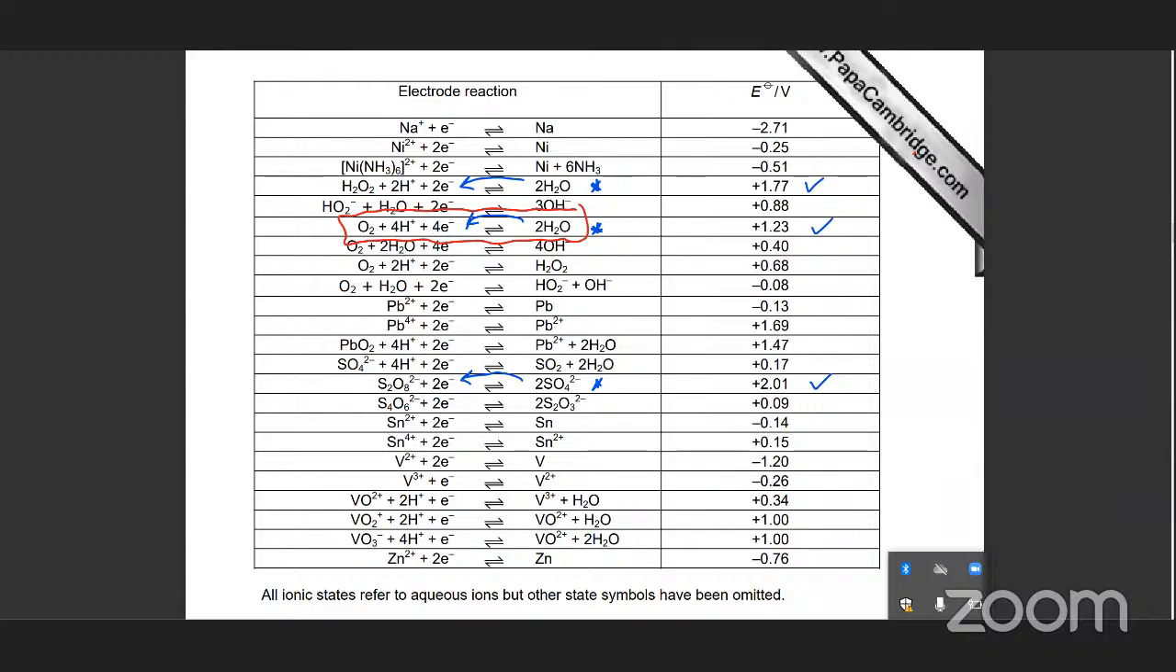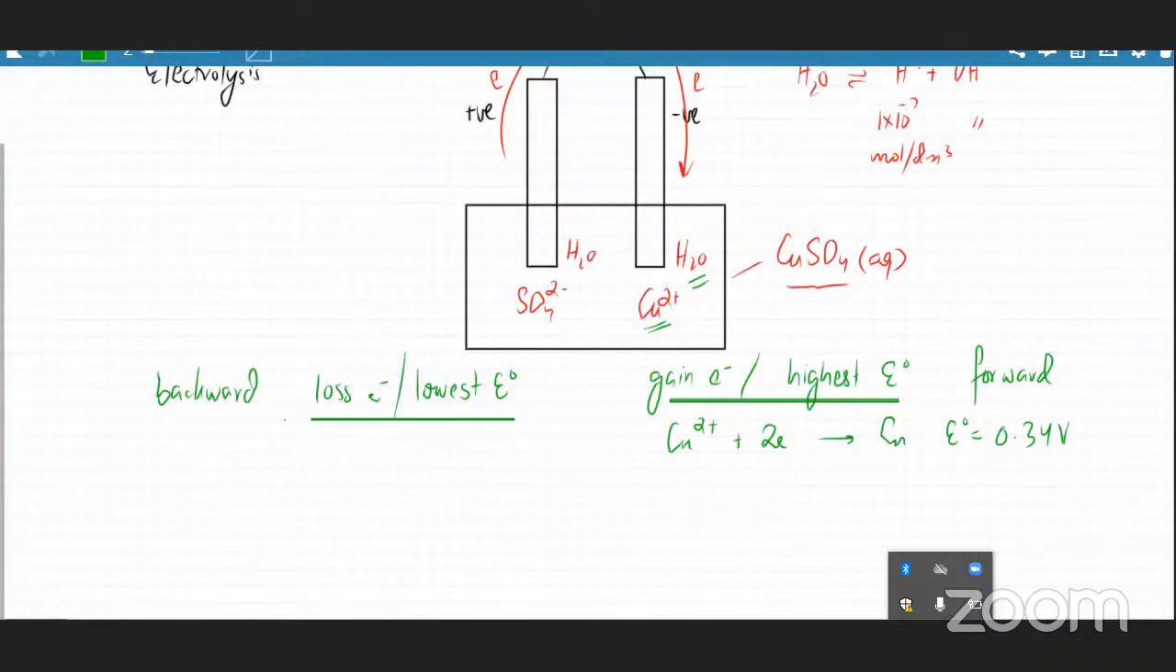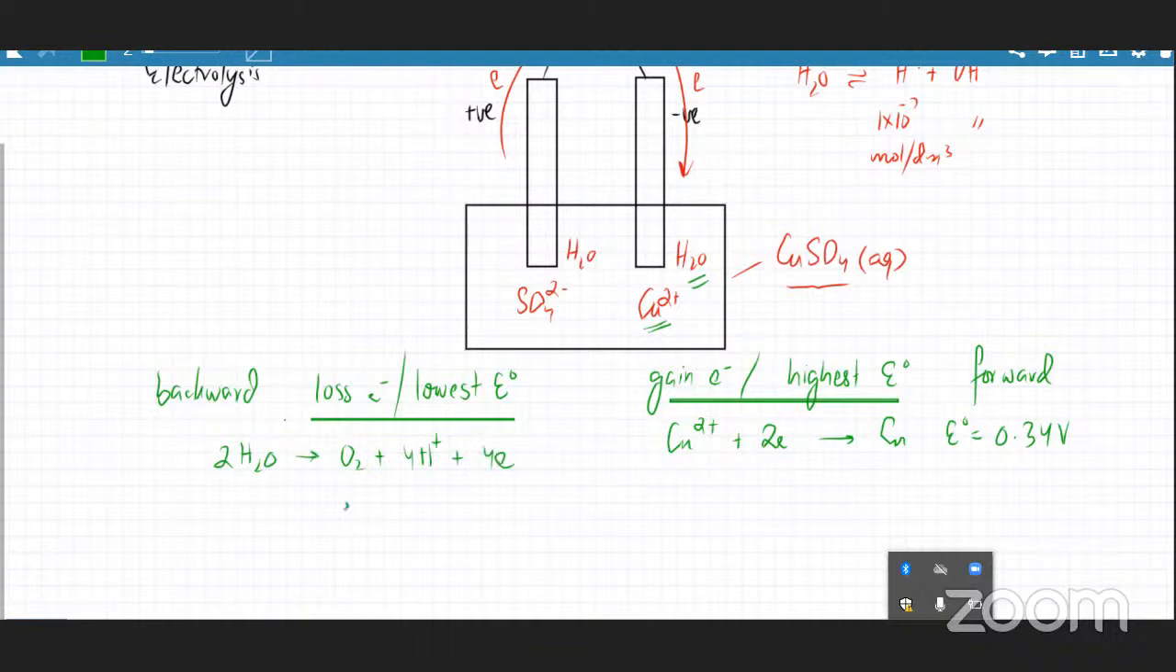It's this one. So you get 2H2O turning into O2 plus 4H plus, plus 4 electrons. Why? Because it had the lowest E naught. It had the highest tendency to lose electrons. So you have 1.23 volts. Okay? Is this clear?